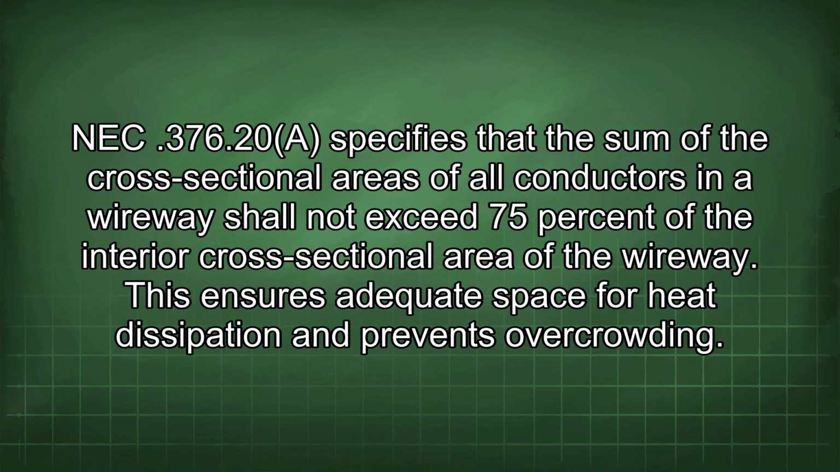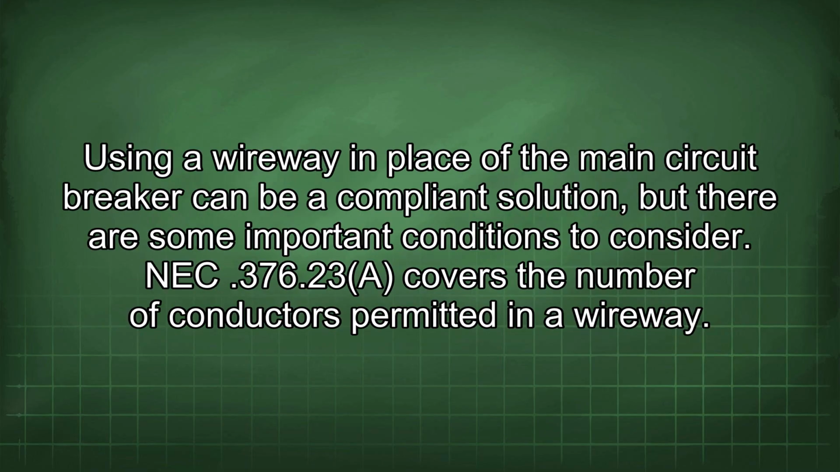NEC 376.20 specifies that the sum of the cross-sectional areas of all conductors in a wireway shall not exceed 75% of the interior cross-sectional area of the wireway. This ensures adequate space for heat dissipation and prevents overcrowding. Using a wireway in place of the main circuit breaker can be a compliant solution, but there are some important conditions to consider.